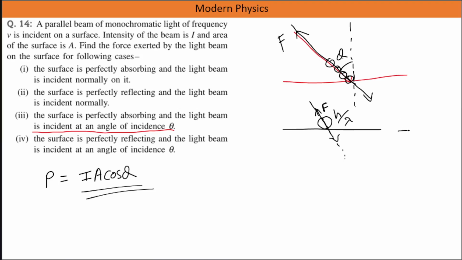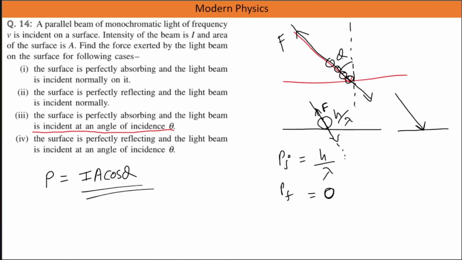Done? In this case, if someone asks you in which direction the force will act on the surface, you will tell them in this direction, along the direction of incident light. Simple. So this is the case. Now talk about the initial momentum. So initial momentum is how much? h by lambda. What is going to be the final momentum? h by lambda along this direction, right? So pf is equal to 0.